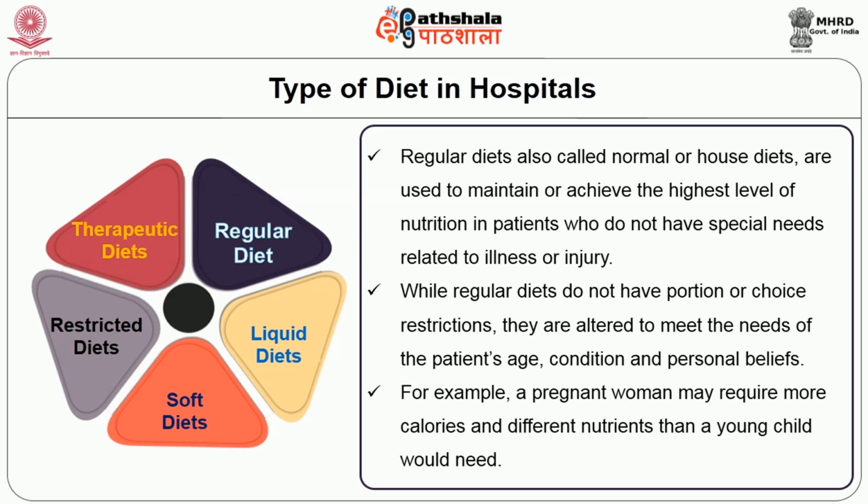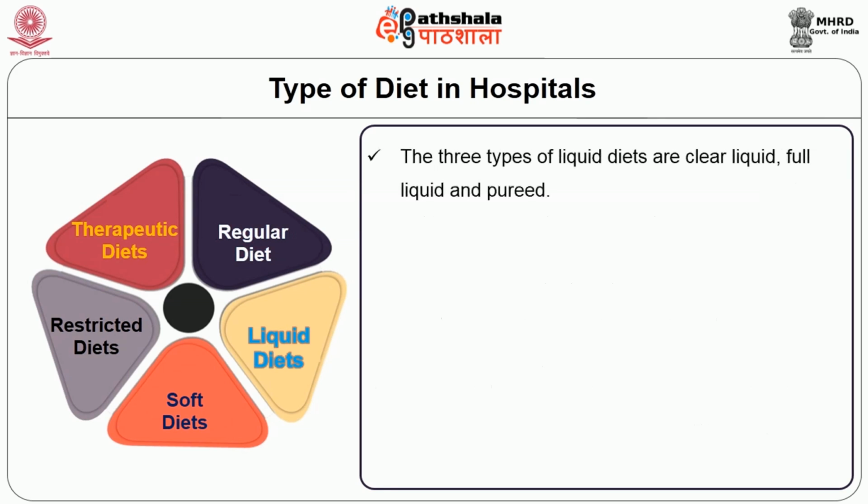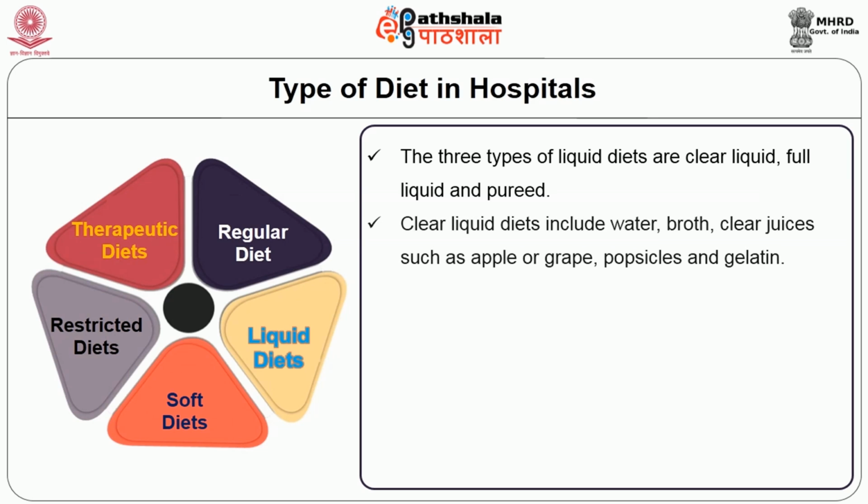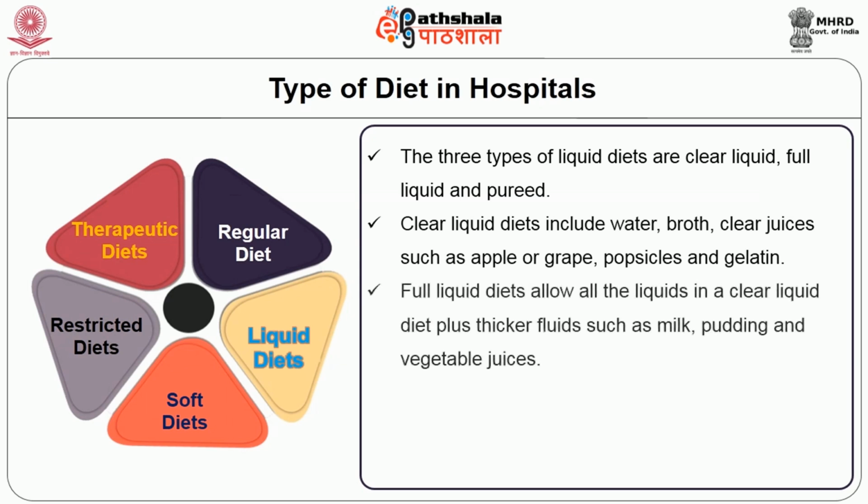The next category of the diets is the liquid diets. Here we usually have three types of liquid diets, which are clear liquid diets, full liquid diets and puree diets. Clear liquid diets include clear water, broth, and clear juices such as apple, grape and other juices which are strained. Full liquid diets allow all the liquids in a clear liquid diet plus thick fluids such as milk and pudding. Vegetable juices are also added in this second stage of the full fluid diet.